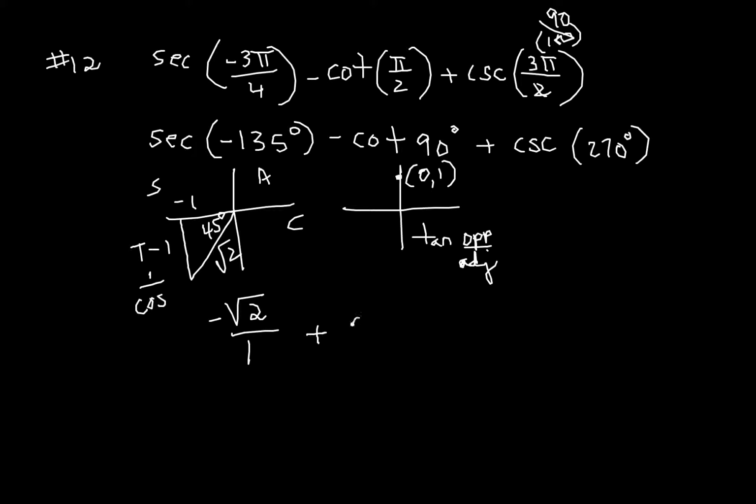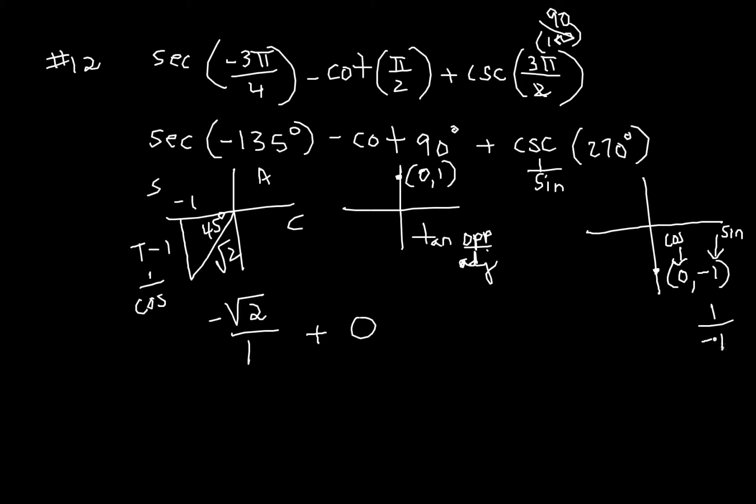So plus 0. And then this is going to be another quadrantal angle. I like saying that word, quadrantal. Sounds like a dinosaur or something. So this is going to be 0, negative 1. It's the opposite of sine, so it's 1 over sine. So this is your cosine, this is your sine guy. So it's just going to be 1 over negative 1. So it's going to be negative 1.